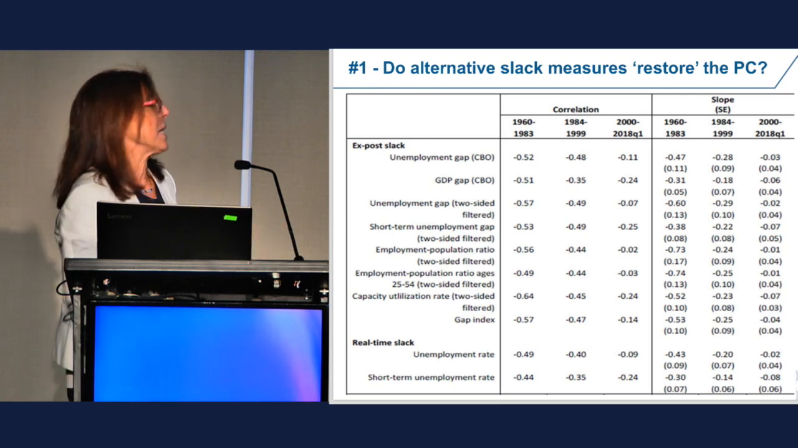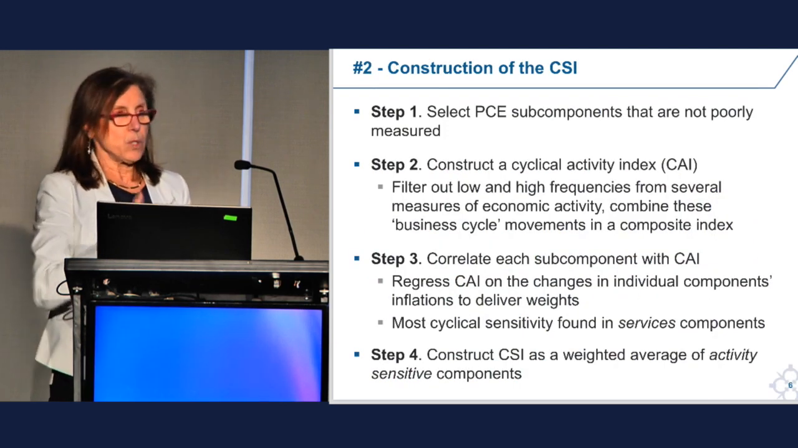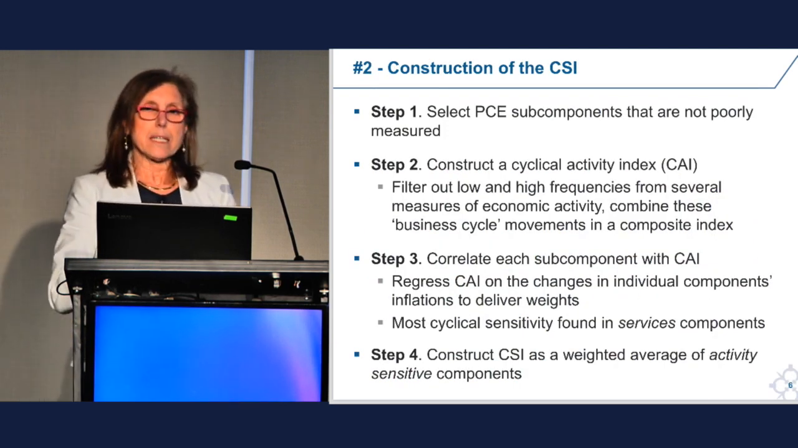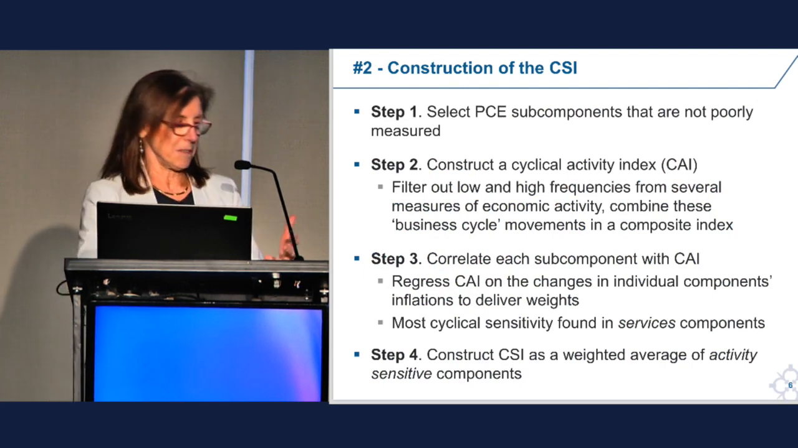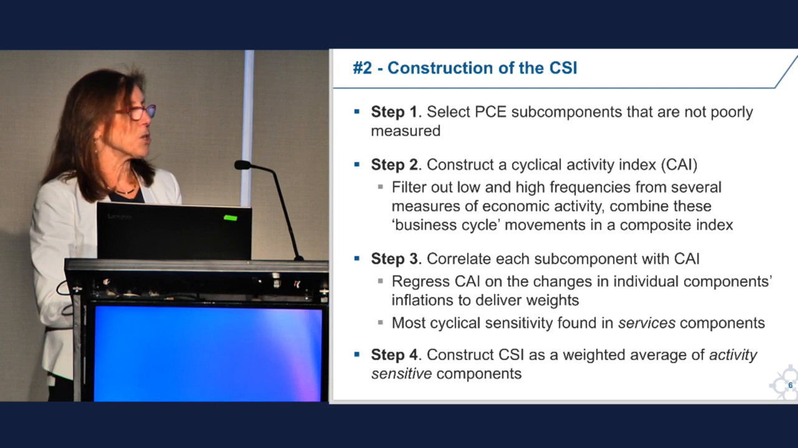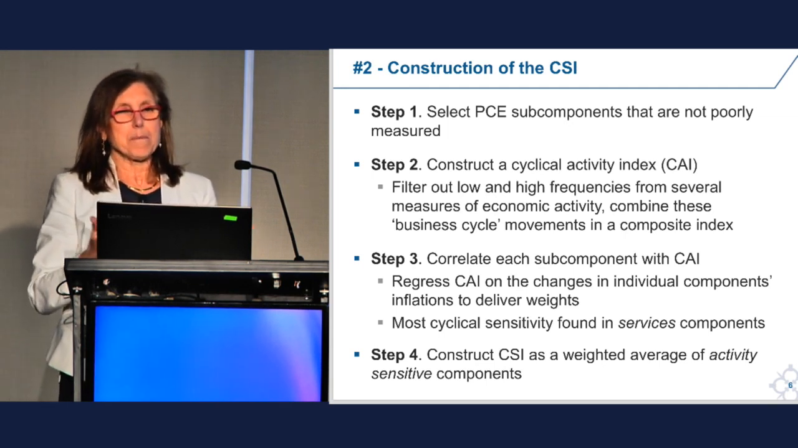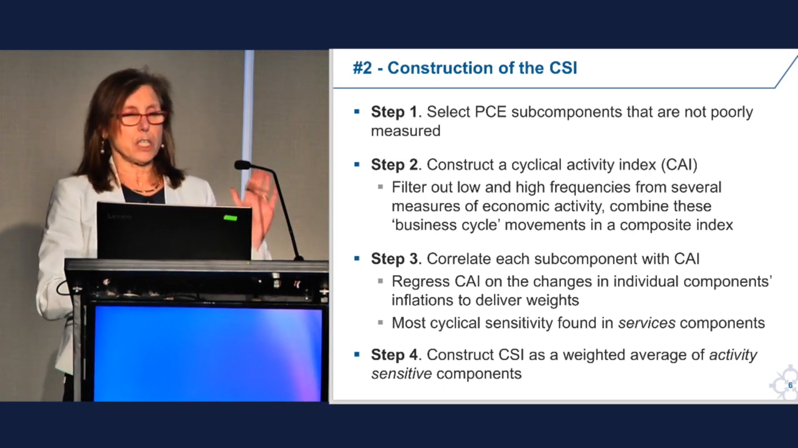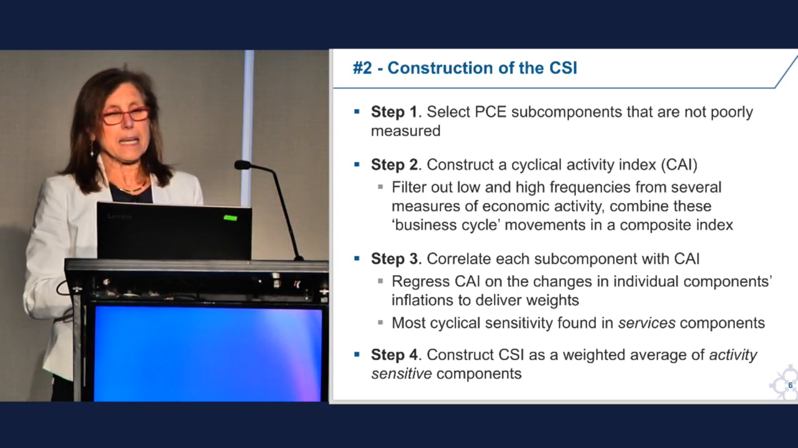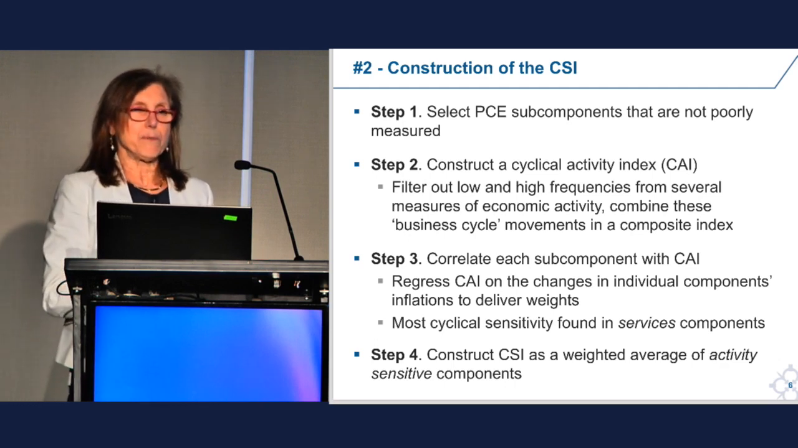And so they move to the second step, which is the construction of this CSI. You saw their table and a lot of entertaining digging into the various components of PCE. Some of them are not really measured well, so they just judgmentally discard them. Then they try to figure out which components matter for cyclical activity.